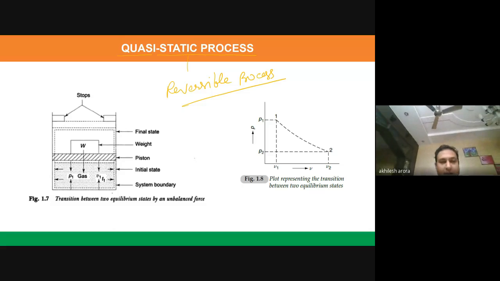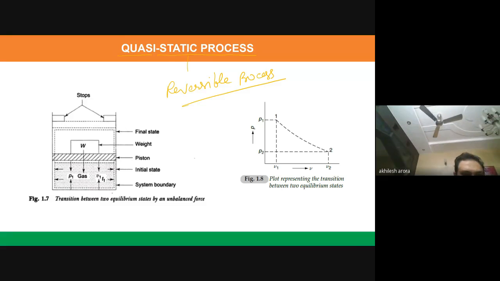What we have shown here is a piston and cylinder arrangement. This is the cylinder, it is not written here, and this is the piston, as you can see. On the piston we have put a weight, and this weight could be, say, 100 newtons.